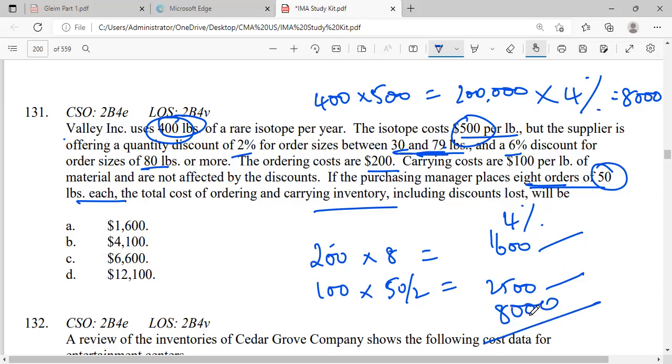The total here is 8,000 plus 1,600 plus 2,500, which equals 12,100. Everyone there with me? Everyone following up?